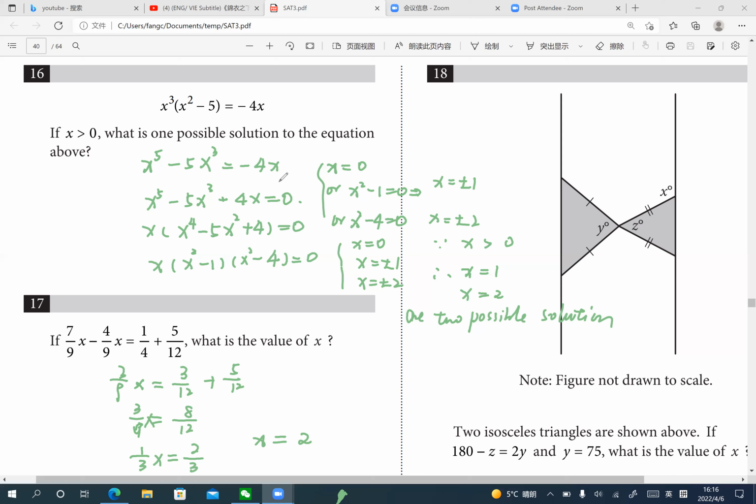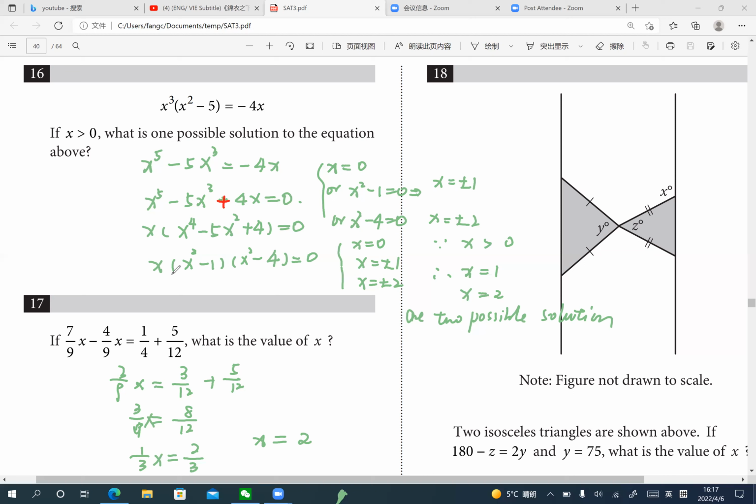The second step, move the negative 4x to the left and flip the sign. We get x to the power of 5 minus 5x cubed plus 4x equals 0. The next step, factor an x out of the expression. We get x times (x to the power of 4 minus 5x squared plus 4) equals 0.